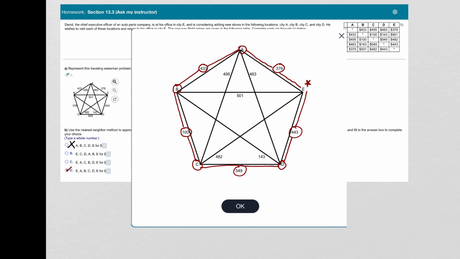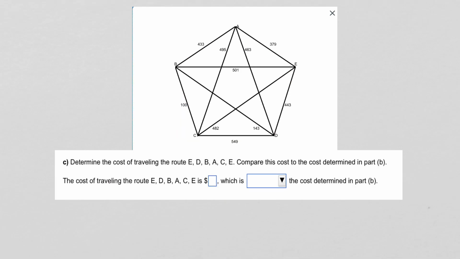And then I calculate how much the total cost will be. So I add the $379, $433, $100, $549, and $443, and that gives me $1,904. So that's the cost of traveling through this route. So that's the nearest neighbor method. Is it the least expensive? Maybe, maybe not. We don't know. So now let's take a look at part C.